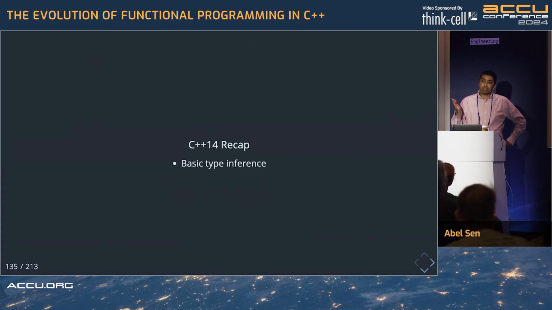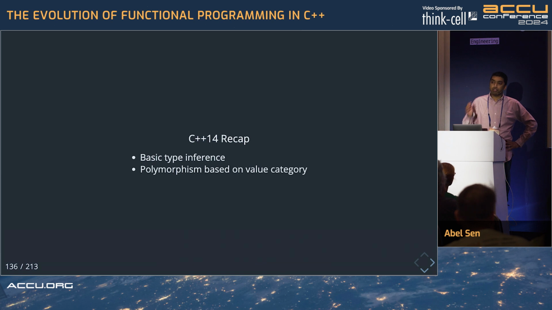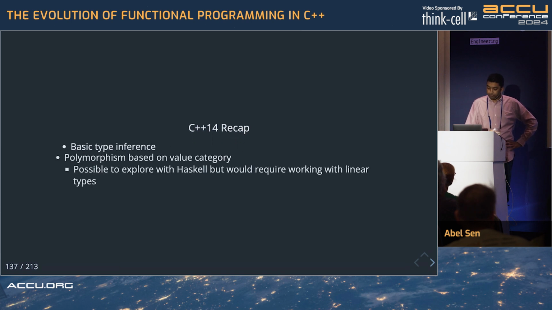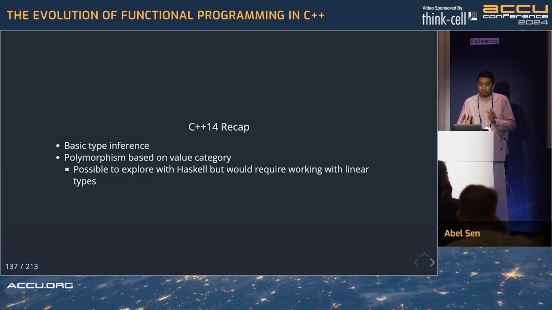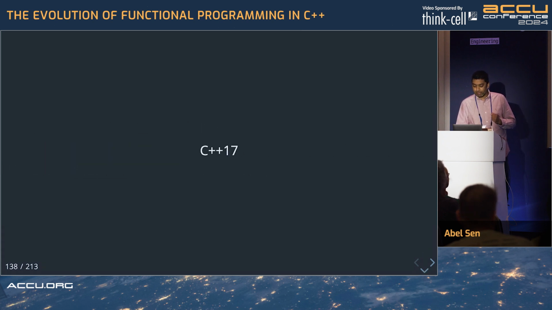So basically, we got basic type inference and polymorphism based on value category. And this is possible to explore with Haskell using things like linear types introduced in the GHC 9 series. I'm not very familiar with them, and I definitely need to learn more about them, but I'd say it's definitely a possibility. So now for C++17.